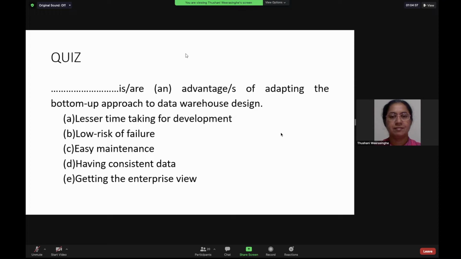There are two answers for this. Okay, so now it's easy for you. Two correct options are there. Not two answers, two correct options are there.